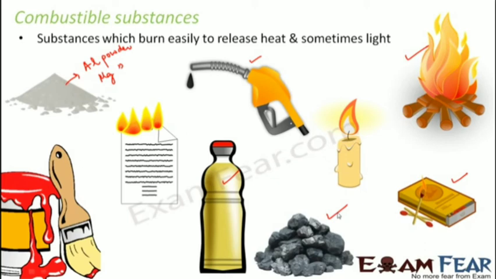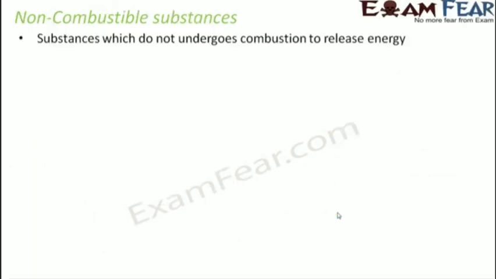Now, all these combustible substances undergo the process of combustion in different ways. Some of them will produce a huge fire, some of them will produce a flame, some of them will just show some sort of glow. That varies from substance to substance. On the other hand, we have a set of non-combustible substances which do not undergo combustion to release energy. So they will not get burned to release energy.